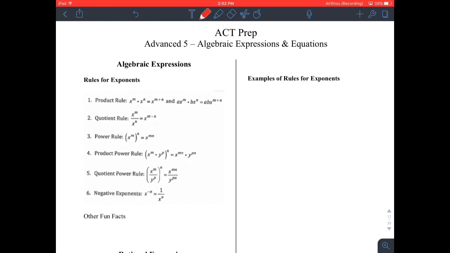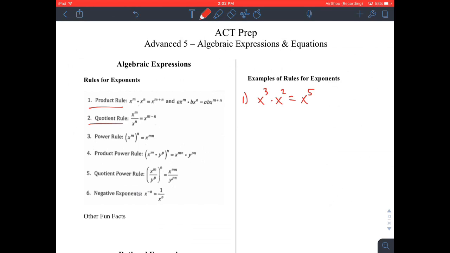Advanced Lesson 5, Algebraic Expressions and Equations. Let's first review the rules for exponents. Product rule says that if you're multiplying the same base, you add the exponents. So just a little example of that. Let's say that we have x cubed times x squared. Add the exponents, you get x to the fifth.